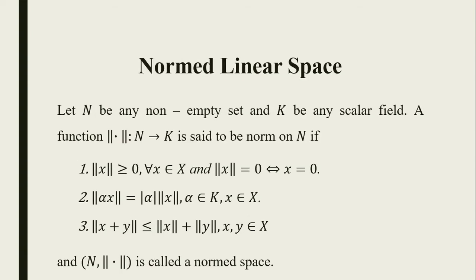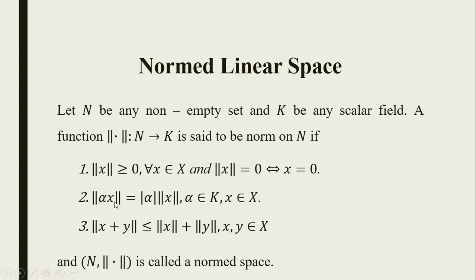Next, normed linear space. Let N be any non-empty set and K be any scalar field. A function norm from N to K is said to be a norm on N if these conditions are satisfied. First condition, norm of x is always greater than or equal to 0 for every x belongs to X, and norm of x is equal to 0 if and only if x is equal to 0.